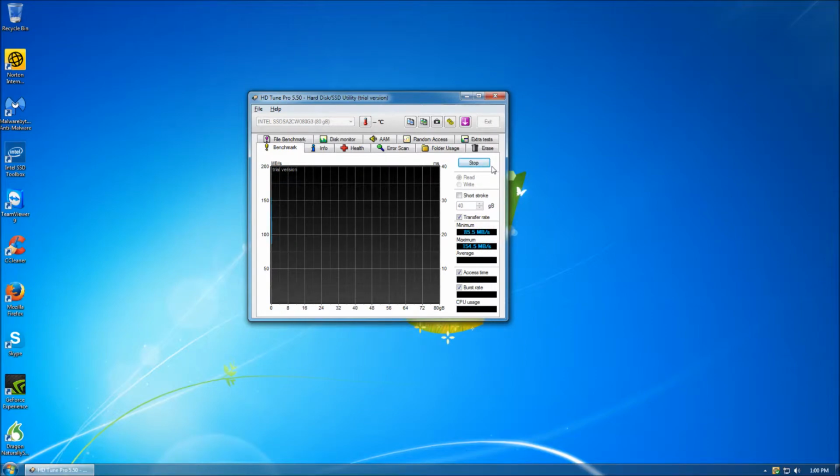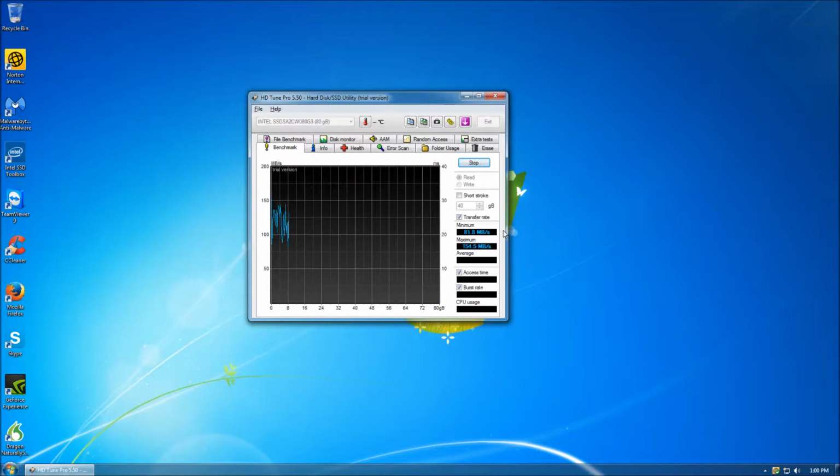To begin, I will be starting with the Intel solid-state drive. As you can see right off the bat, the solid-state drive starts off with a strong 84 minimum and a maximum of 154 megabytes per second. These read speeds in comparison to mechanical hard drives are very fast, as we will soon find out.